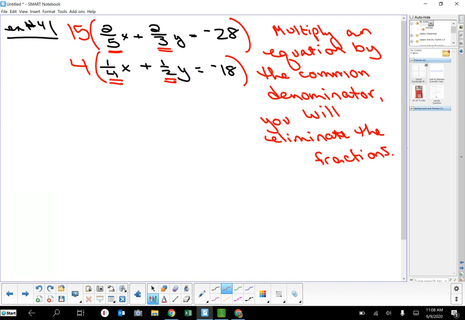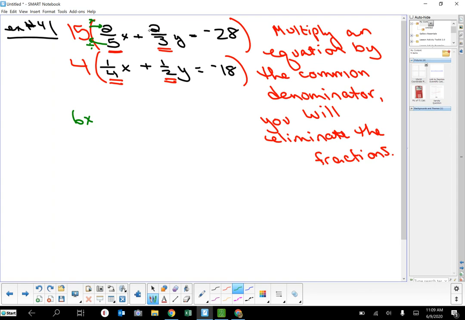So here's how this works. Again, we'll talk about it. So I'm going to divide the 5 into the 15. 15 divided by 5 is 3. And then 3 times 2. So I'm going to divide here and then multiply here. So divide 5 into 15 is 3. 3 times 2 is 6. So this whole term becomes 6x.